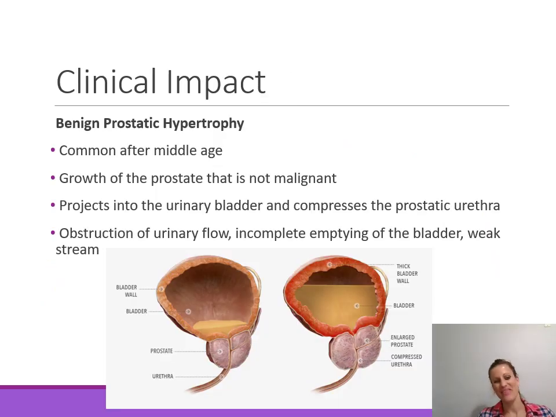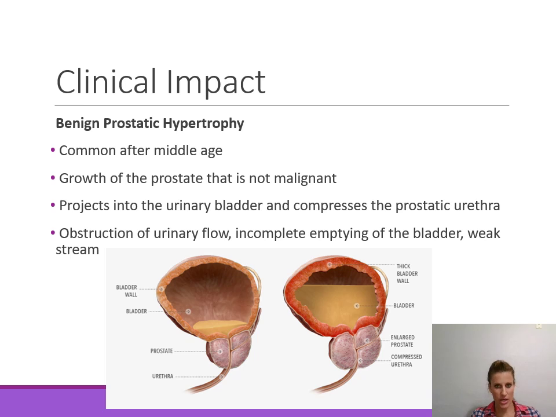Okay, so speaking of benign prostatic hypertrophy, or overgrowth of the prostate gland, which is benign. It is a non-cancerous overgrowth of the prostate. It is common in men after middle age. Again, growth of the prostate that is non-malignant. It is not cancerous.